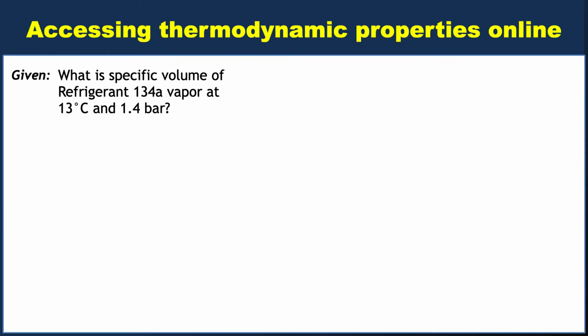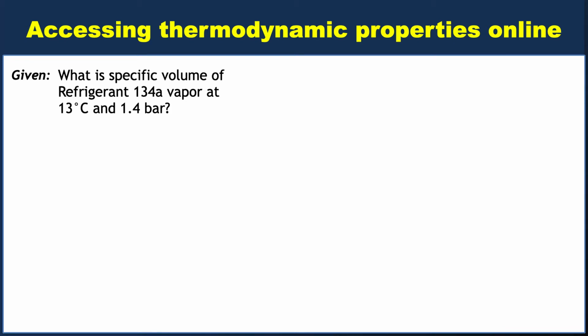What I'm going to talk about today is an alternative way of looking up this information online that in many cases will prove to be much easier and hopefully a time saver. Imagine that we're tasked with determining the specific volume of refrigerant 134A vapor at 13 degrees Celsius and 1.4 bar.